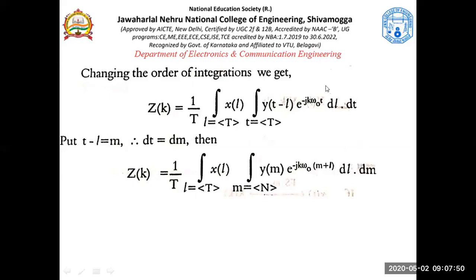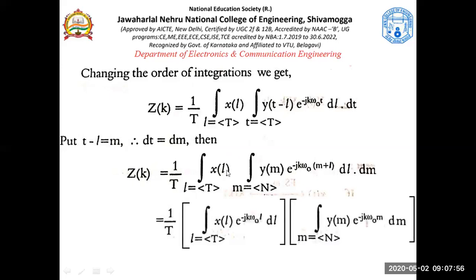Understand that? dl was already there. Okay, just keep that as it is, and now you deal with this. So you can bring this dl here along with an exponential which is the function of L, so that there are two exponentials now. One exponential is in terms of m, another exponential in terms of L.